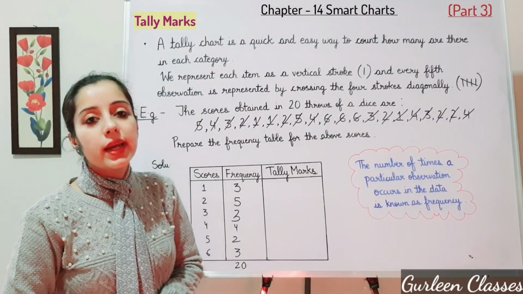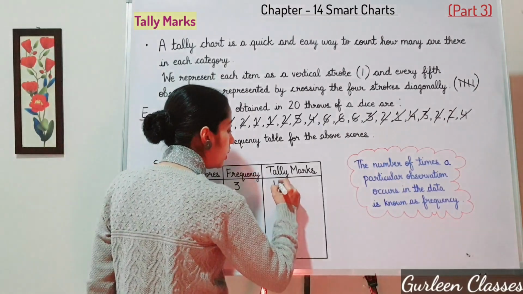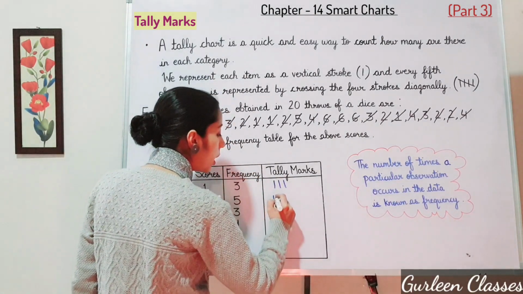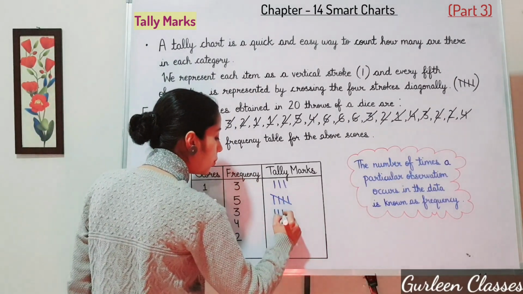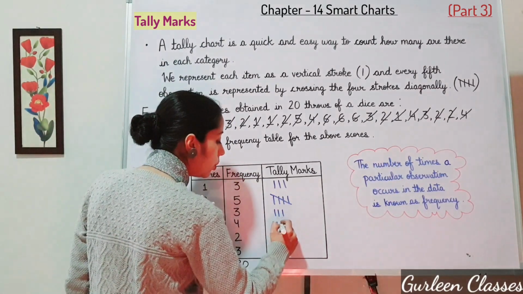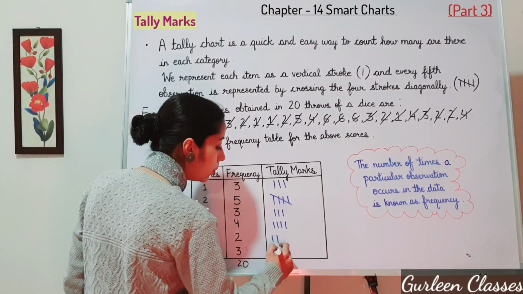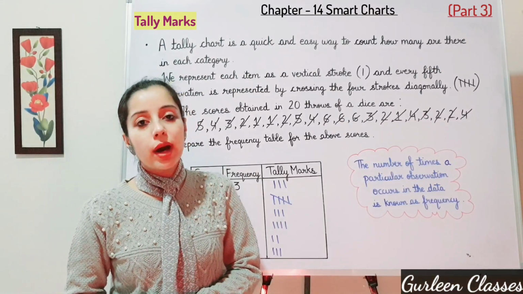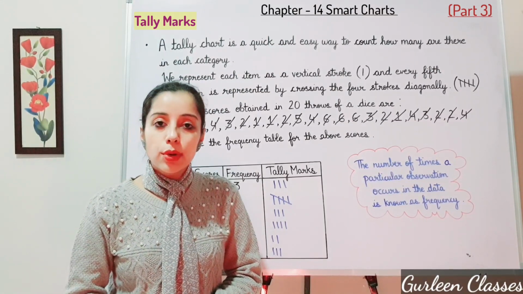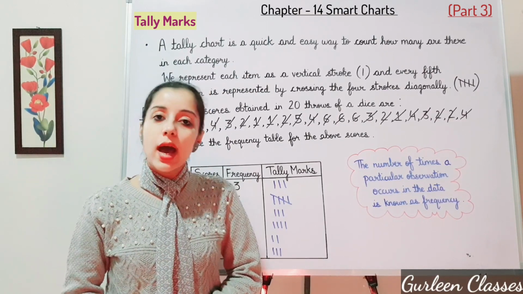So now let us make the tally marks. The first frequency is 3: 1, 2, 3. Then 5: 1, 2, 3, 4, 5. Then 3: 1, 2, 3. Then 4: 1, 2, 3, 4. Then 2: 1, 2. Then 3: 1, 2, 3. I hope students this tally mark is clear. Whenever you have a fifth observation, how do you do it? 4 vertical strokes and the fifth will be your diagonal stroke, and so on.